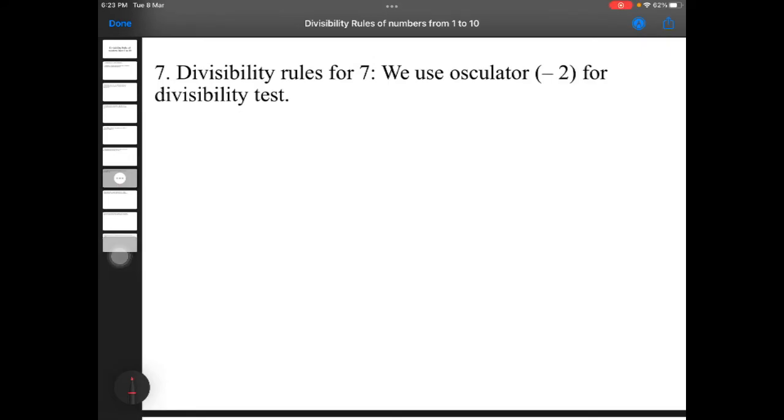Divisibility rules for number 7. Here we use the oscillator divisibility test. In this case we use the oscillator -2. So let's find whether a number can be divided by 7 or not. Let's take the number 39732. There are 3 steps to find whether this number can be divided by 7 or not.